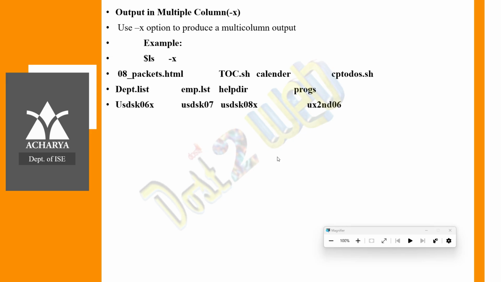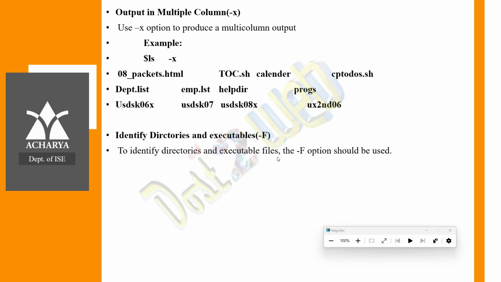Now, to identify directories and executable files, there is an option called minus F. If you use minus F, it will identify the directories and executable files. Just try this. The example is here: ls minus F. Do not give x, I have combined them here. Give ls minus F, it is capital F. What result are you getting?